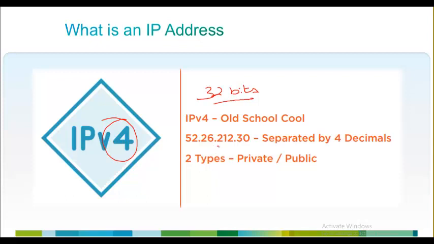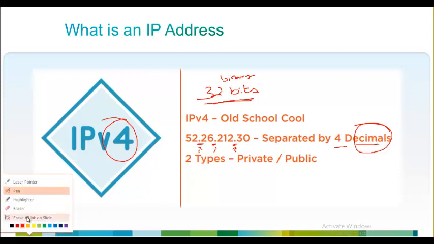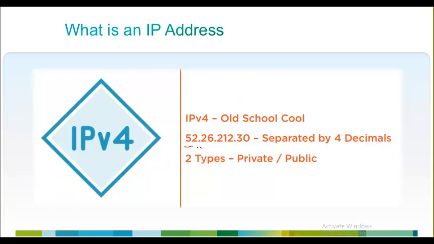And this 32 bit is separated into four groups, and they are converted into decimal format. They are separated by using three dots. The reason we are converting it into decimal, though it's 32 binary bits, is for our convenience. It will be easy for us to handle and understand the address. So when someone says 52, 26, 21, 230, to an extent we can memorize it and follow it.